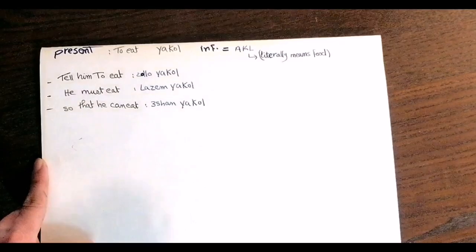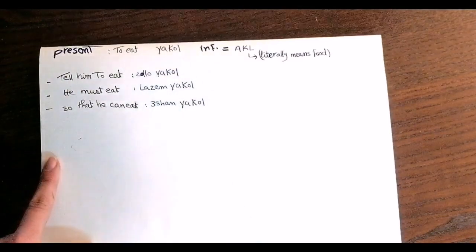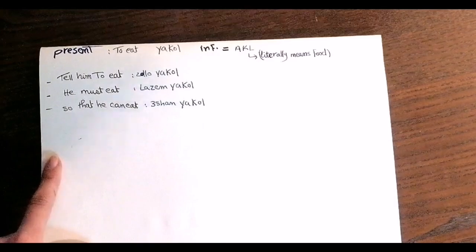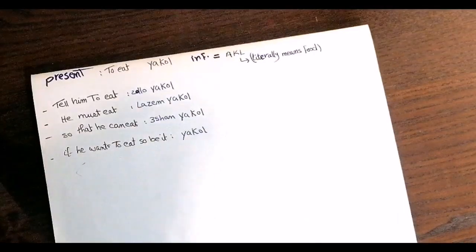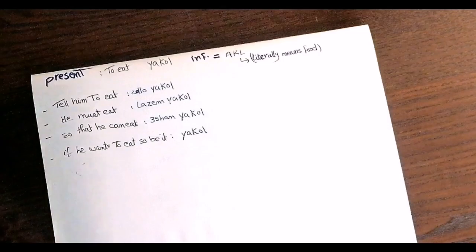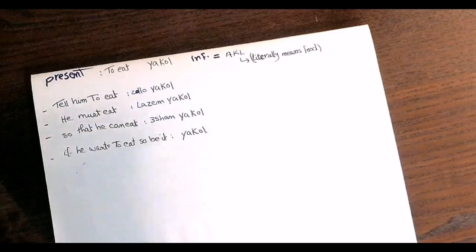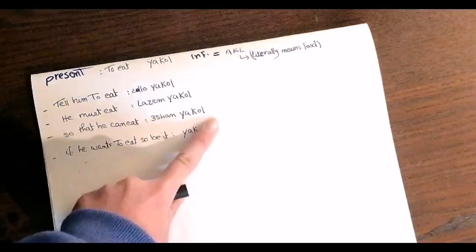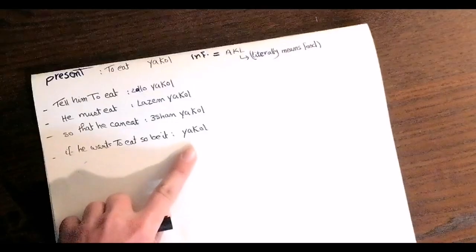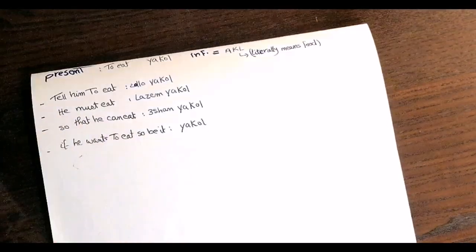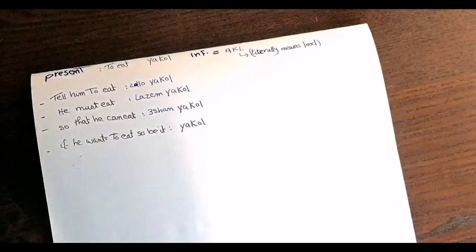Except, for example, if it's a dialogue and someone is saying, if he wants to eat, so be it. يأكل. However, this can only come in a dialogue. If you want to say that someone wants to do something and the other person is saying, okay, so be it, you can use the present tense form يأكل as a one-word answer.